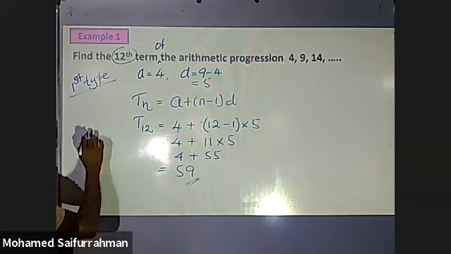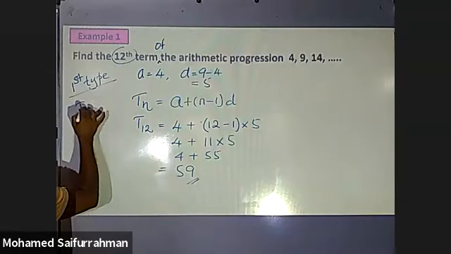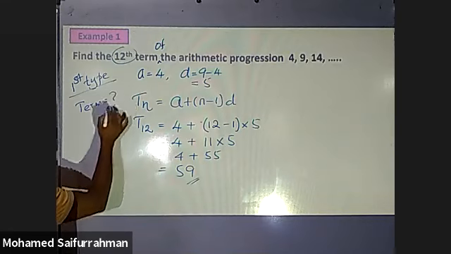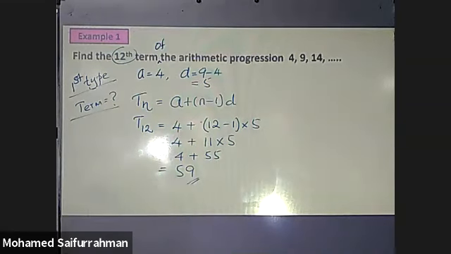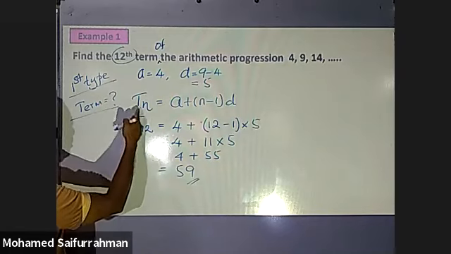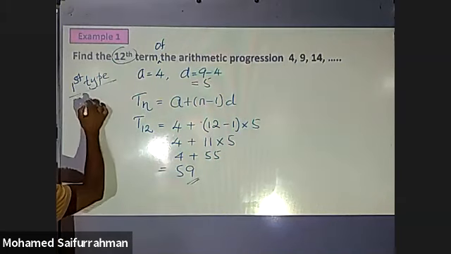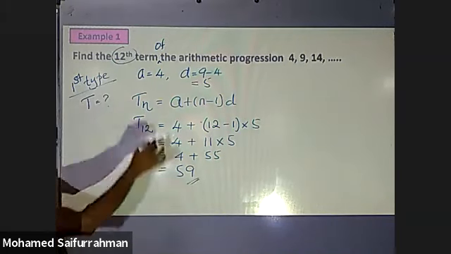First type means finding the 12th term. Finding the term means the equation, this is what the question asks: T. How to find T? That is the first type.